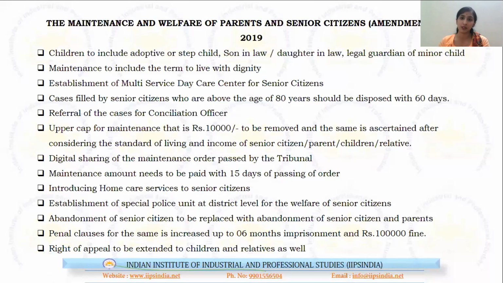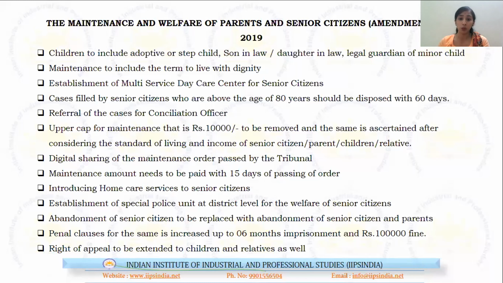Introducing home care services to senior citizens. Yes, senior citizens are not able to travel, and it is difficult for them to move from one place to another. And hence the government has made these home care services, wherein they will be getting the medicines or any other essential basic facilities they need through the government by these home care services. All the services will be provided at their doorsteps, and they need not travel in and around.